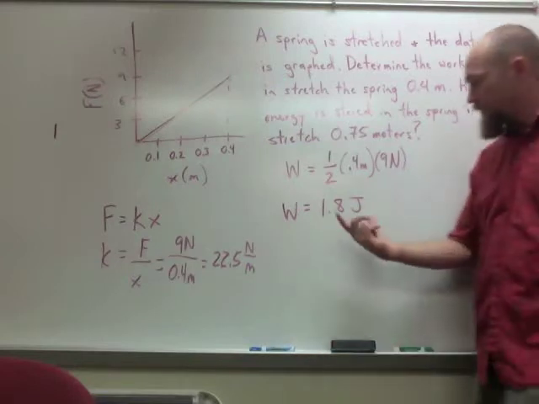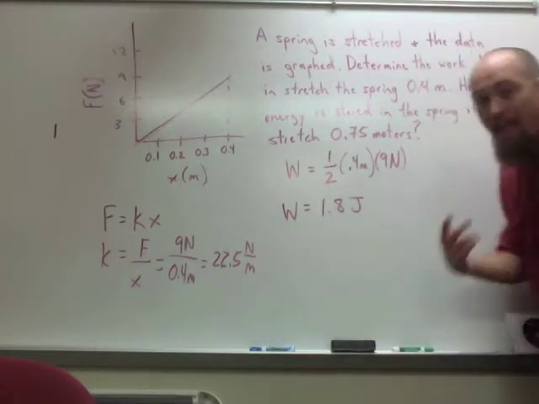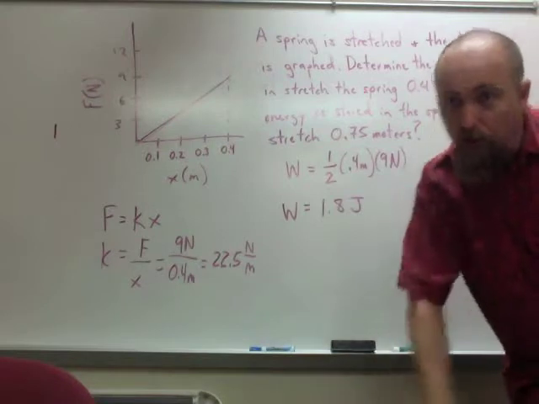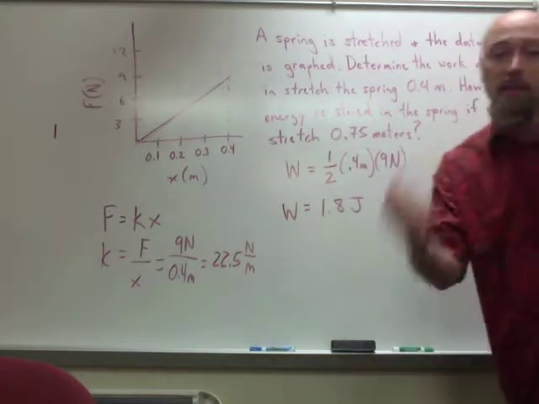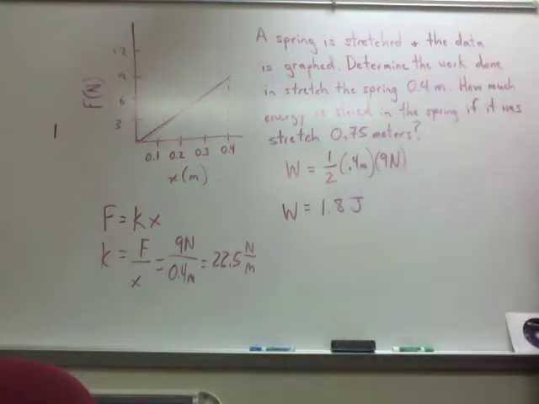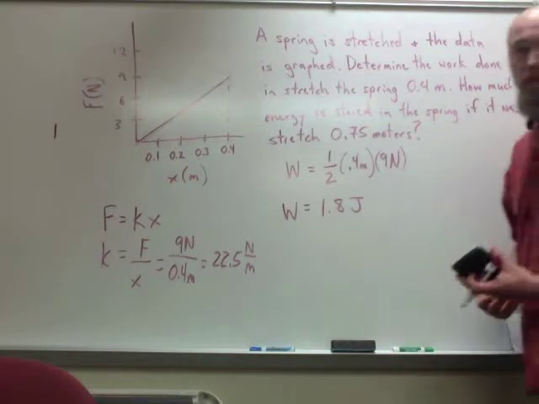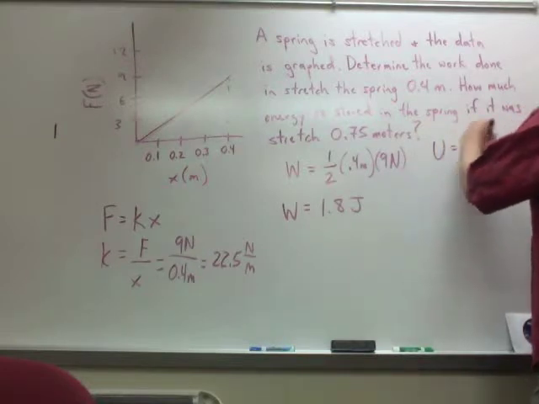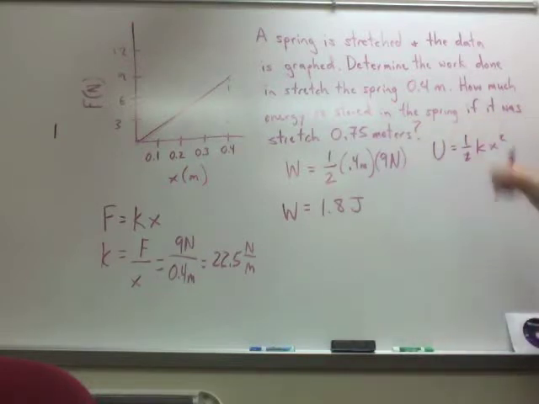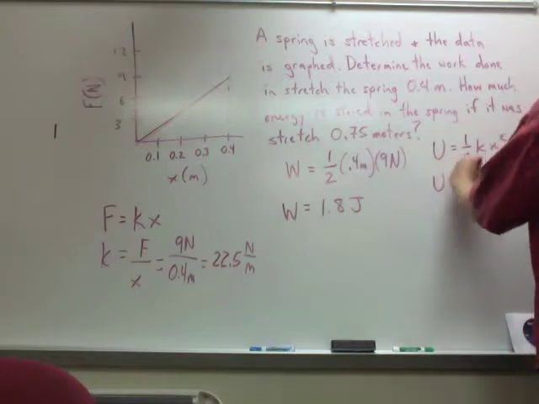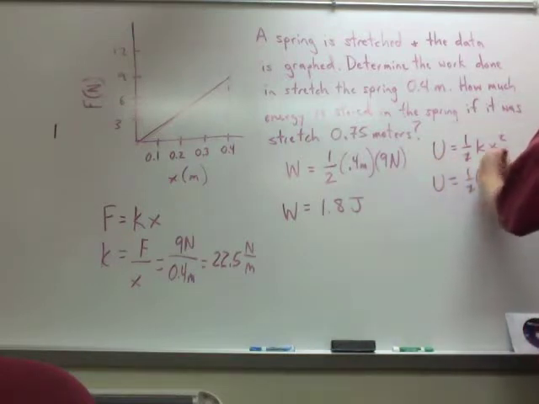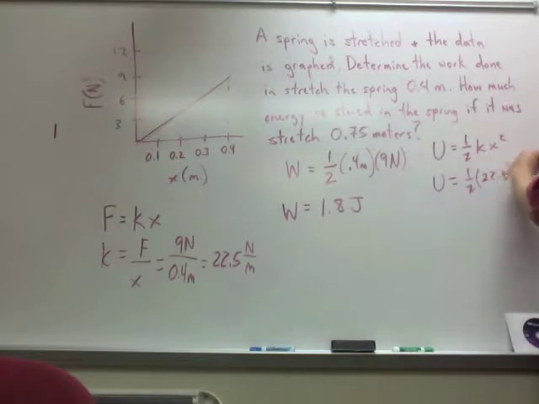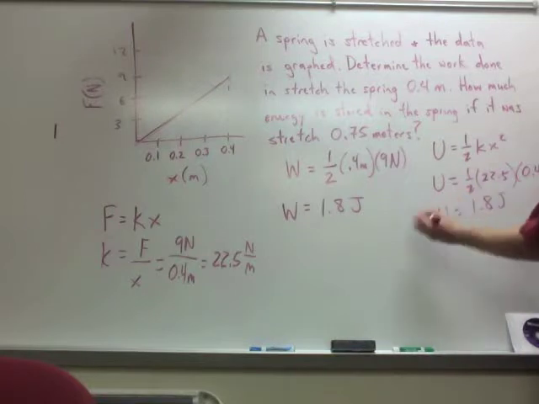Well, if you remember, another way you could have done this is anytime you do work, you're either adding energy to a system or taking energy away. So the work is the change in the energy. So another way, if you remembered the equation for energy stored in this spring, it's this. Well, if I plug this in, 1/2 k, which is 22.5, times x, which is 0.4 squared, lo and behold, you get 1.8 joules. Hooray, physics works.